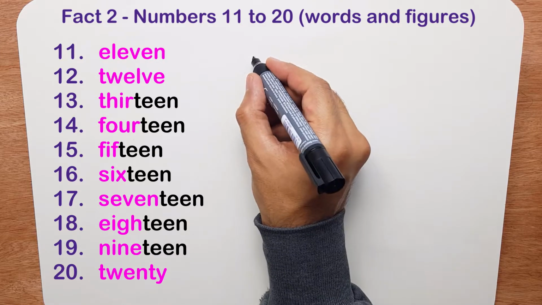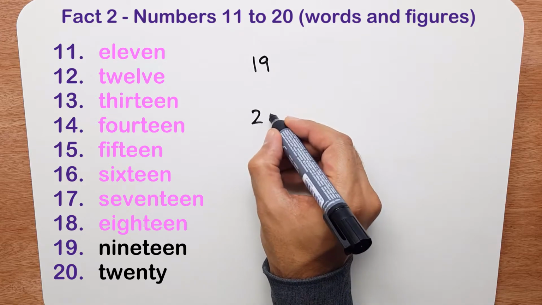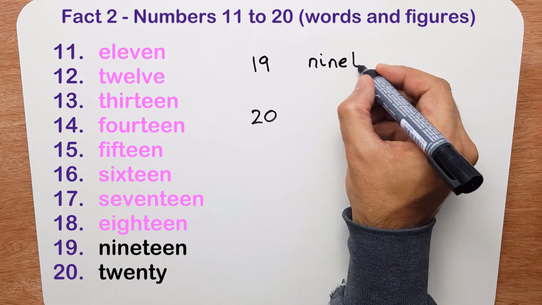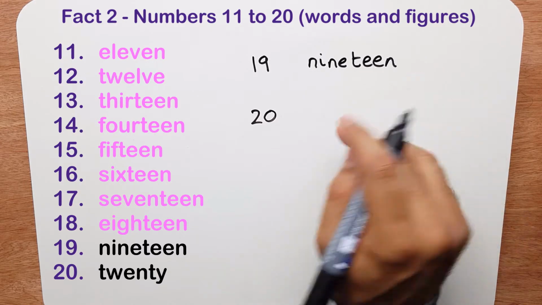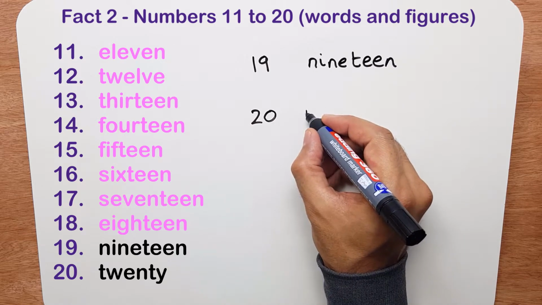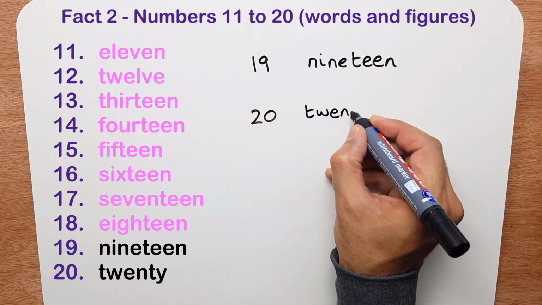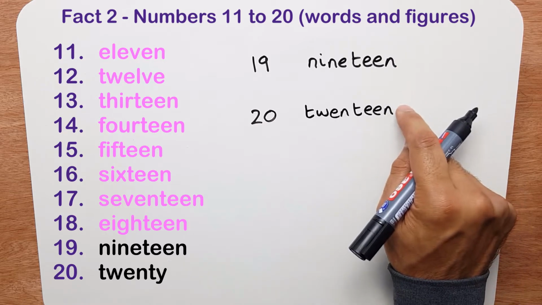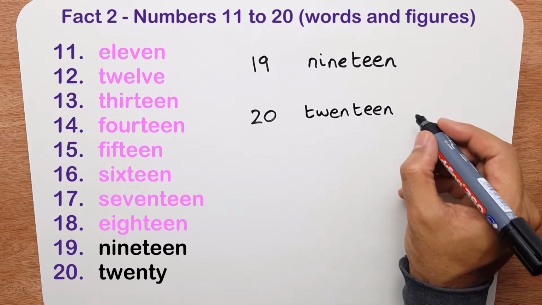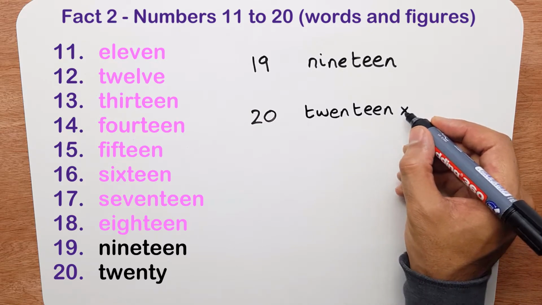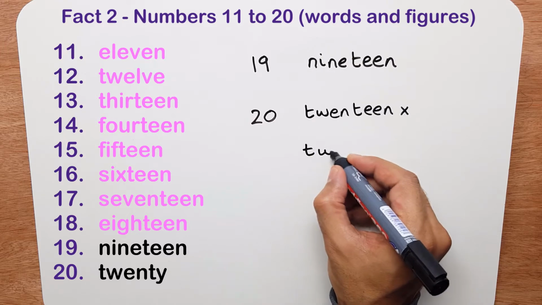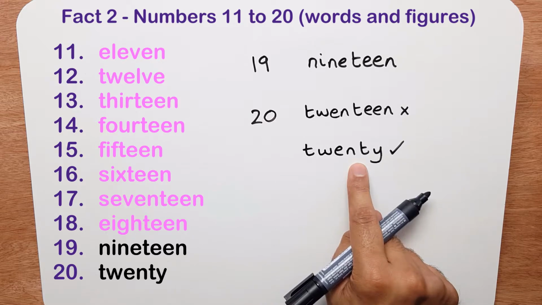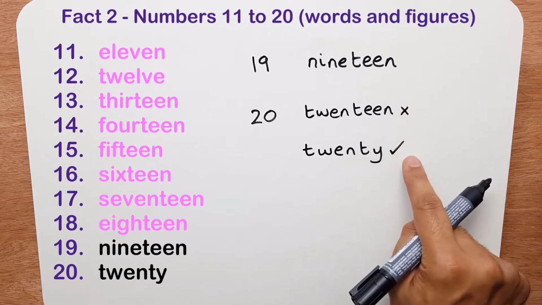I just want to point out something. 19 all the way to 20. So when children start, they say 19. That's fine. But when they get to 20, they end up saying twenteen, because they're trying to match that pattern, especially young children. So be aware of that. It's not twenteen. You have to say 20. 20, that's the correct one. So remember, 19, 20.